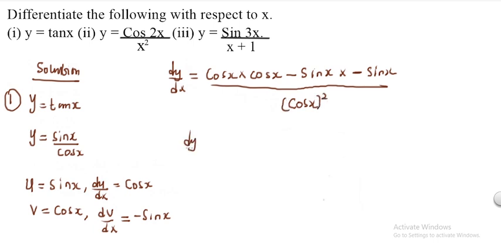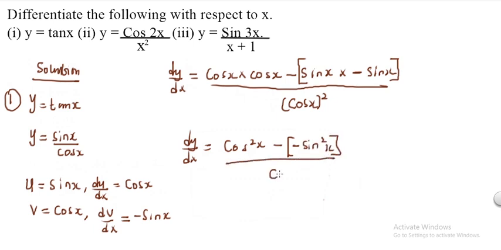So from here I have dy over dx is equal to, now I have cos x times cos x. cos x times cos x is cos squared x minus, this is bracketed here, sin x times minus sin x is minus sin squared x. So I can put it like this, minus sin squared x, divided by cos squared x. So this is equal to cos squared x. Minus times minus here is plus. So I have plus sin squared x divided by cos squared x.